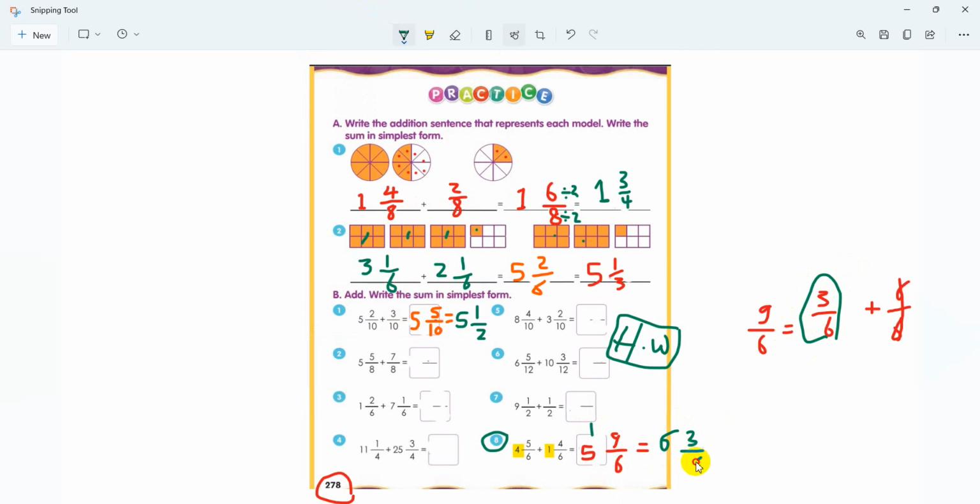But we can simplify here because the question needs the simplest form. So it's 6 and a half, because if you divide up and down the fraction by 3, you get 6 and a half.